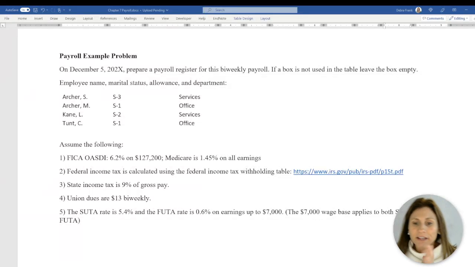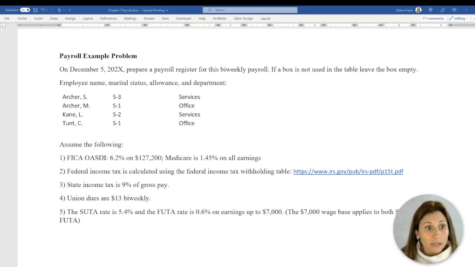All right, preparing the payroll register. So we're going to do a sample problem here and prepare the payroll register. And then in the next video, we'll do the associated journal entries related to that payroll register.